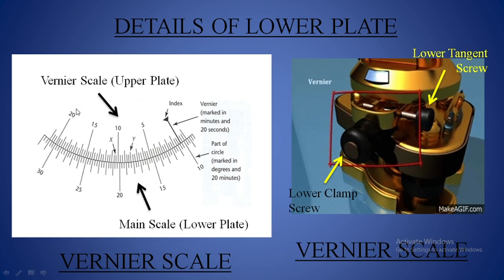It is only graduated from 0 minutes to 20 minutes, and this scale will have seconds graduations. So the least count of the vernier scale is 20 seconds. So each 1 minute is divided into 3 portions, and each portion is 20 seconds. So for every 60 seconds, it will be a minute.